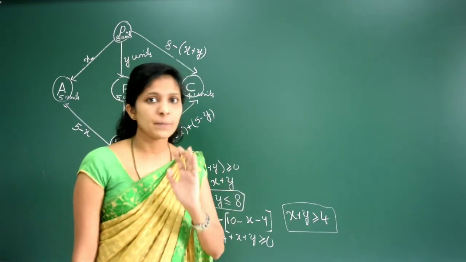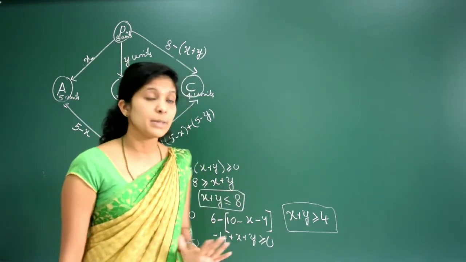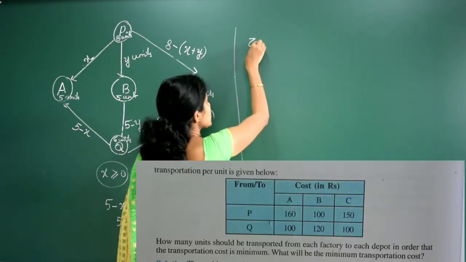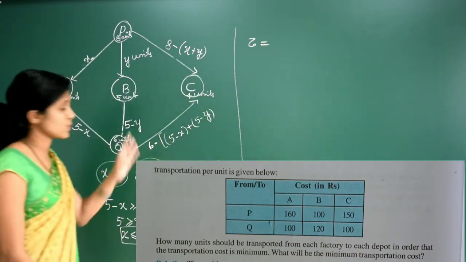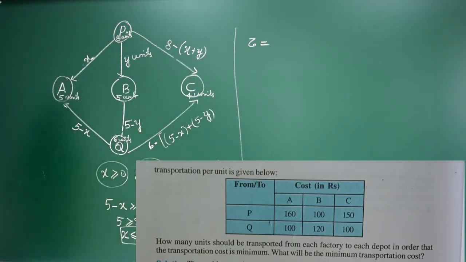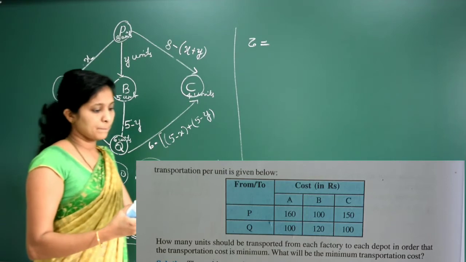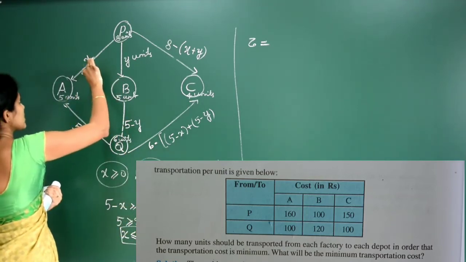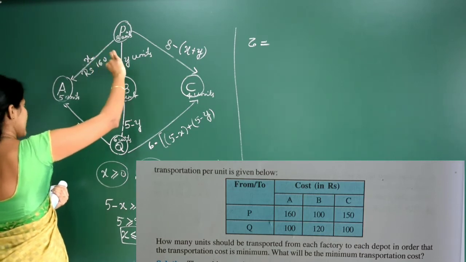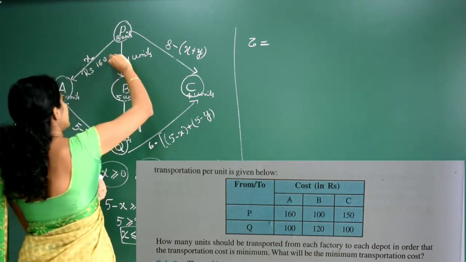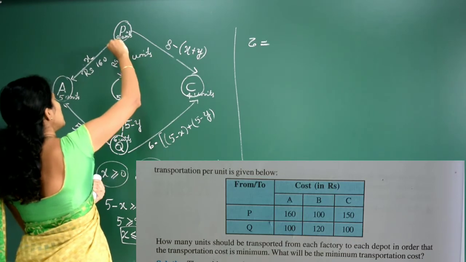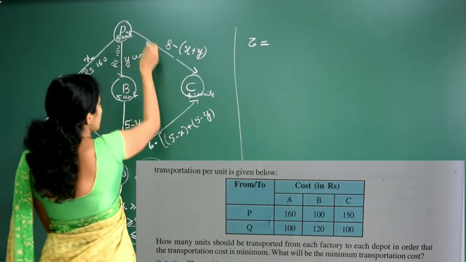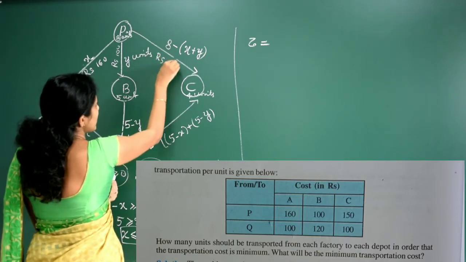Now we need to find the minimum cost, right? To find the minimum cost, we need the objective function, we need to write z. Now let us see this. It is given that from P to A the cost will be 160, it is given in the question. So this is rupees 160 and this will be rupees 100. From P to B the cost is 100. From P to C it is 150, so this will be rupees 150.